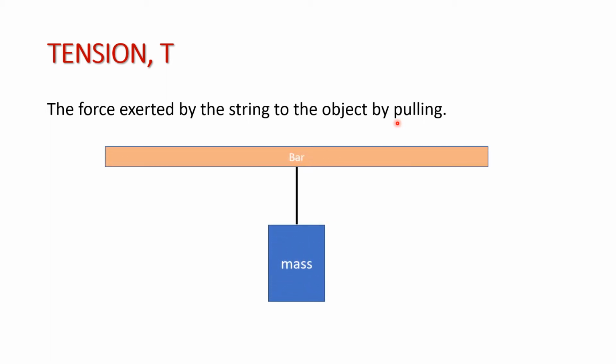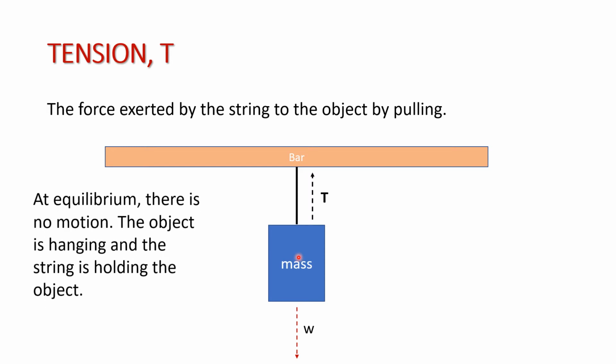So let's say we have a bar and then attached to the bar is a string, and the string is holding the object with a mass. Since the object has a mass, therefore it has weight. Weight is influenced by the pull of gravity, therefore the direction of the weight of the object is downward, while this string is exerting a force to hold the object. This force is what we call the tension or tension force. It is an upward force exerted by the string to prevent the object from falling down.